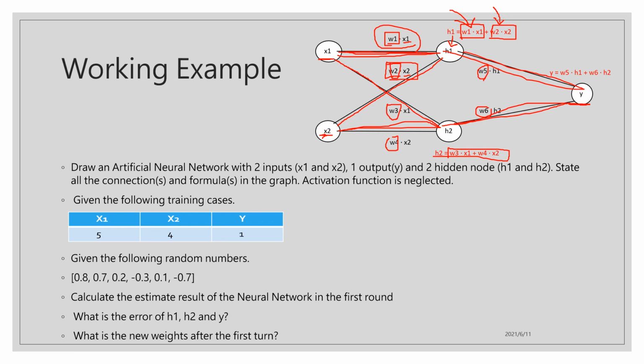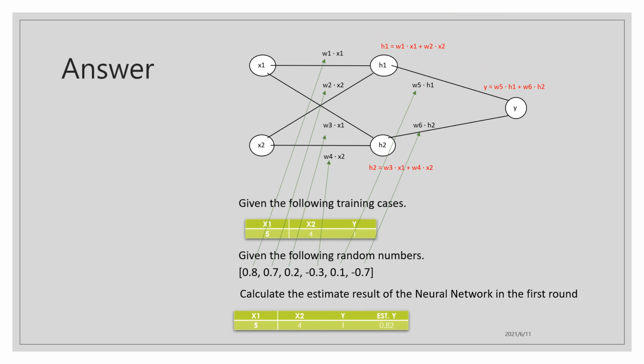So what's going on? When we have the input data of x1 and x2, for example x1 is 5, x2 is 4, etc., we will assign some random number to all of the weightings. So we assign a random number to W1, a random number to W2, a random number to W3, 4, 5, 6, etc. When we assign the random values to the W and combine x1 and x2 together, we get the answers h1, h2, and the estimate output y.